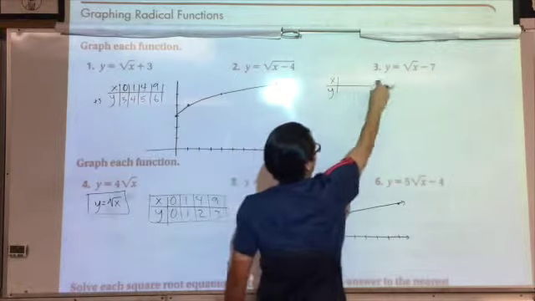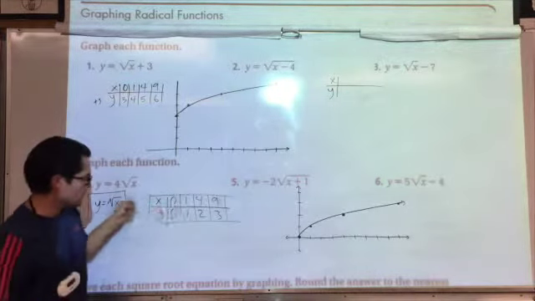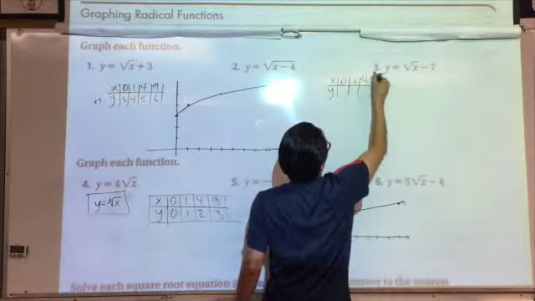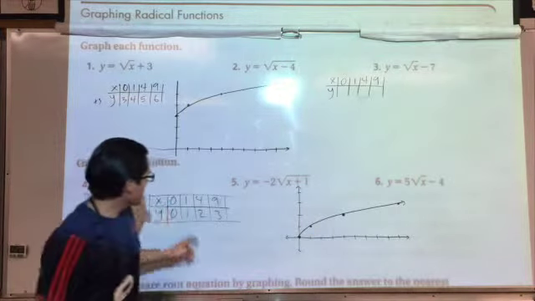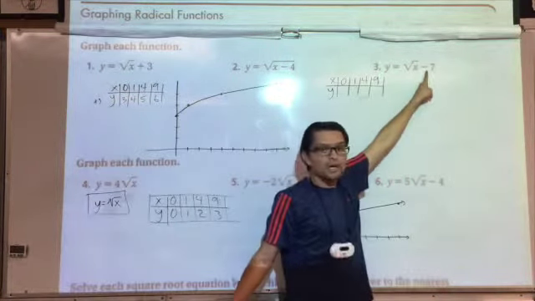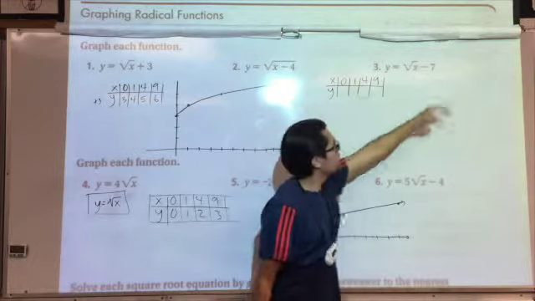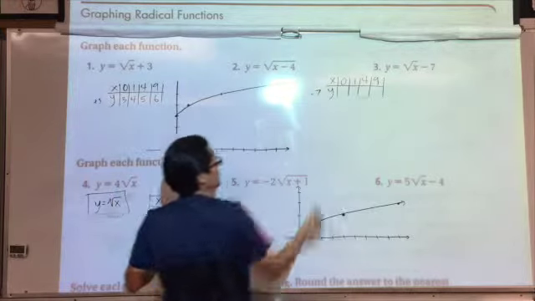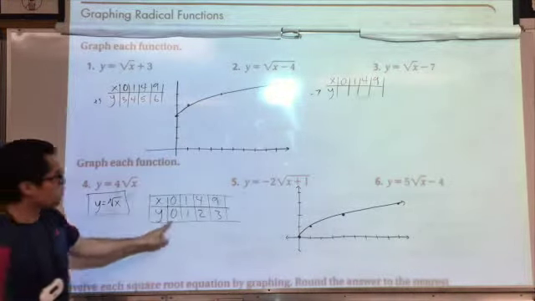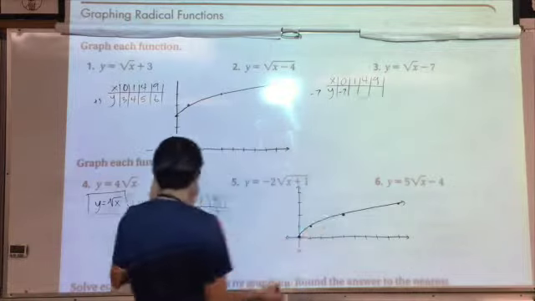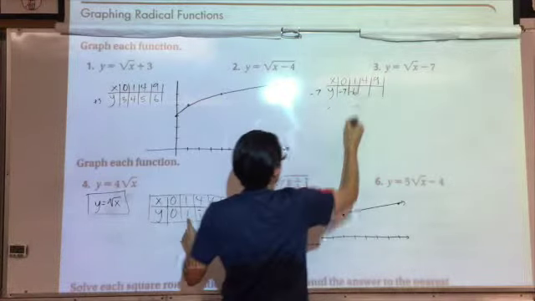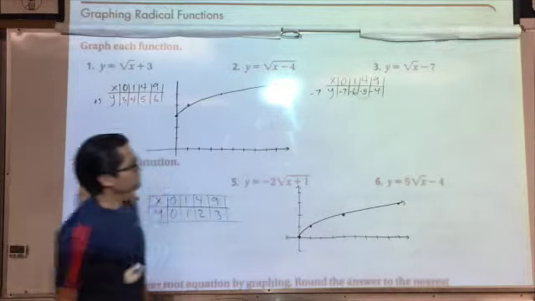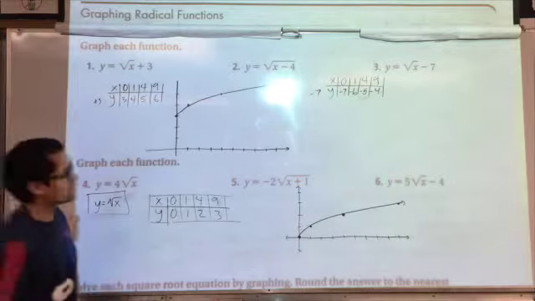So that means that my x values are going to be the same ones, which you should have memorized, 0, 1, 4, and 9. They don't change at all. But my y values are going to change by -7. They're going to decrease by 7, okay? So what I'm doing is I'm taking away 7 from these y values. 0 minus 7 is -7. 1 minus 7 is -6. 2 minus 7 is -5. And 3 minus 7 is -4. That's it. That's my table. Graph it, and you're done.